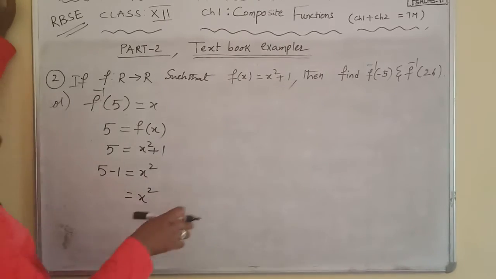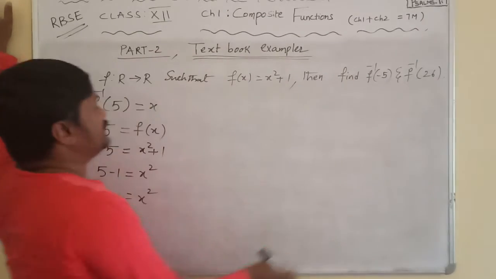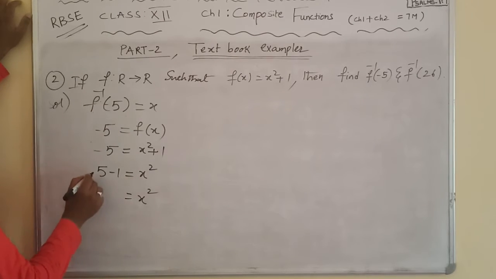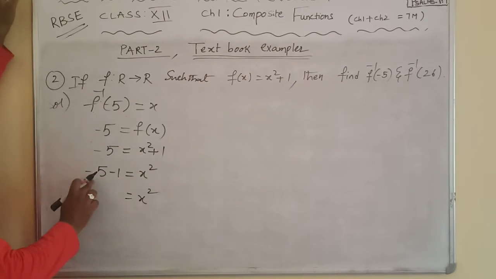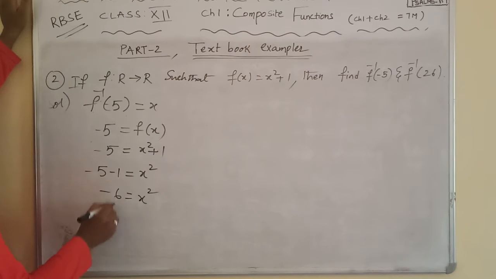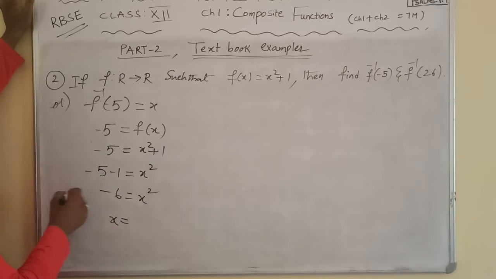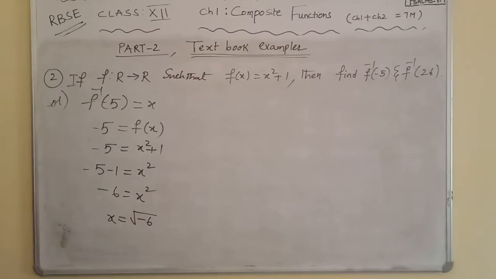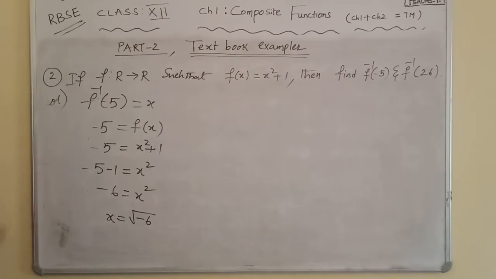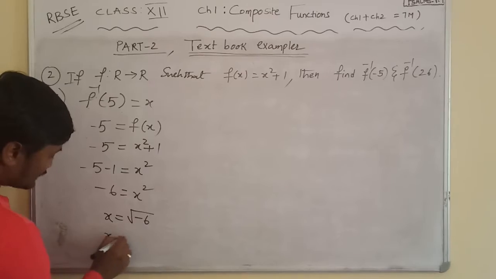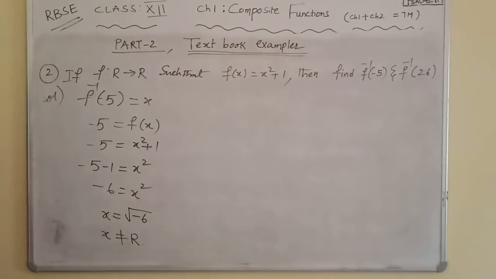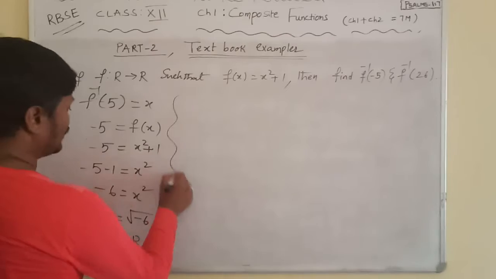Sorry, here you can observe that it is minus 5, not plus 5. So now I write minus 5, and minus 5 minus 1 gives minus 6. So x is equal to, the square goes to the other side, square root of minus 6. Square root of minus 6 is an imaginary number, so x does not belong to R. So it is not defined.